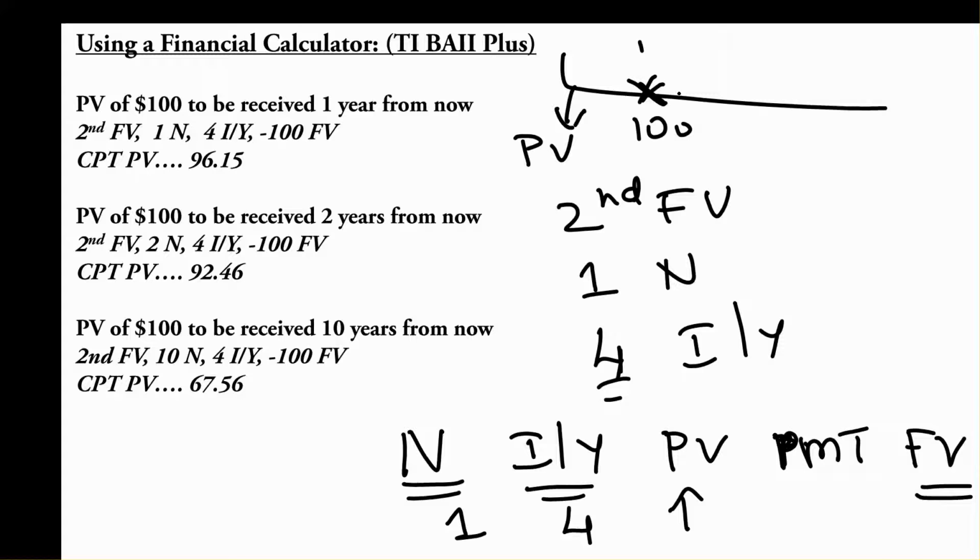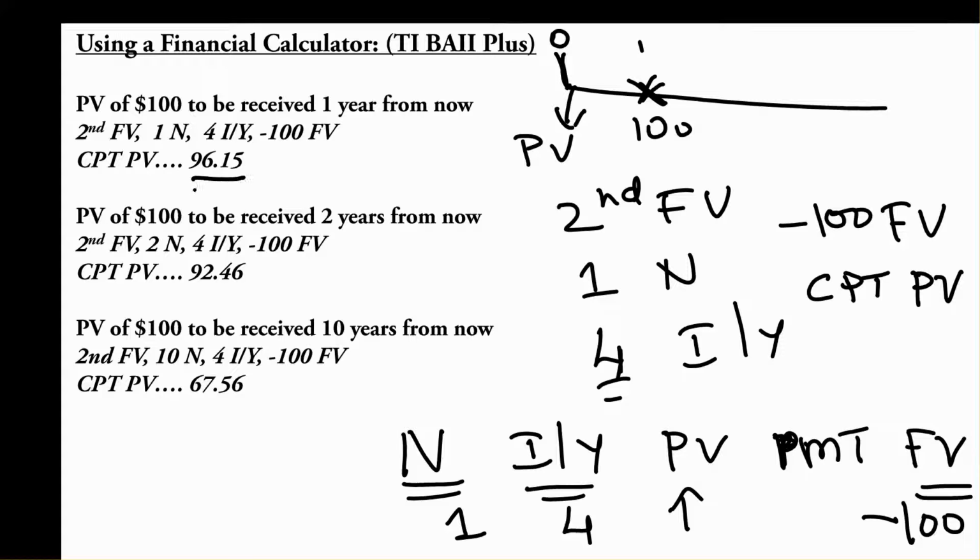Because you're receiving that in the future. This point in time, time 0, is today. How much are you receiving in the future? You're receiving 100. But like we discussed in class, since all these are assumed to be payments, you put a negative 100 as your future value. So you input minus 100 future value, and then you press the CPT key, which is the first key up on the left corner of your calculator. CPT, compute present value. And when you do that, you get 96.15.